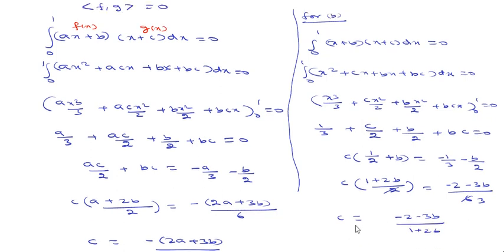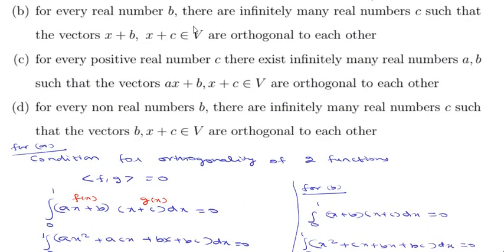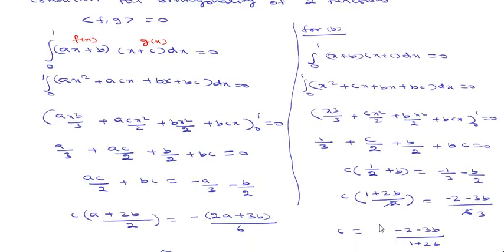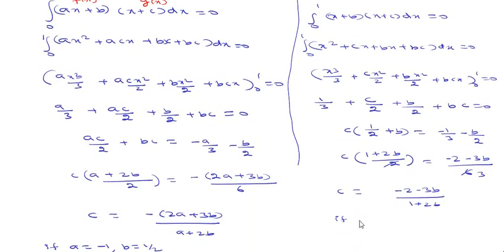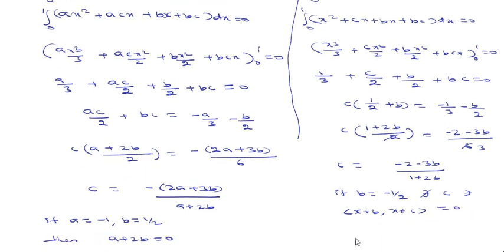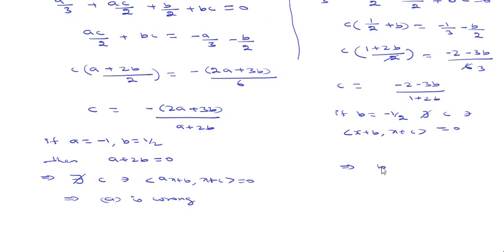So the option says that for every real number b there are infinitely many real numbers c. Okay. Suppose if b equal to minus 1 by 2, so there doesn't exist c such that x plus b and x plus c are orthogonal to each other. So this implies option B is wrong.